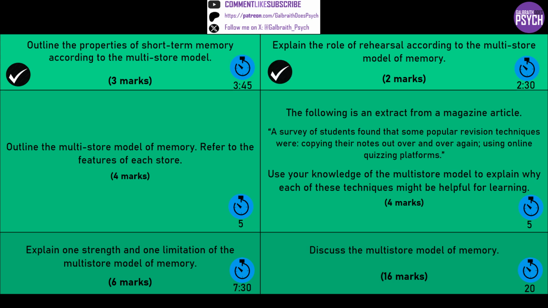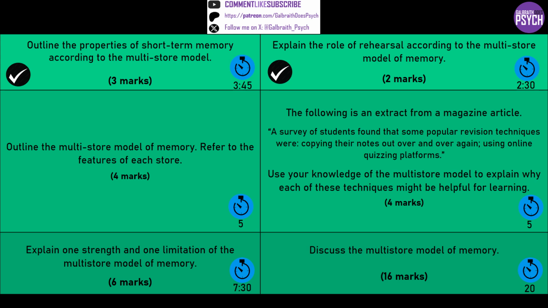We've then got a 4 marker, outline the multi-store model, refer to the features. All right, so, I mean, this could easily be a 6 marker. So you might even like to, once you've been through it, have a think about what you would add to your response to make it a 6 marker. But we'll just have a chat generally about this one now. So I think it makes sense to talk logically through the diagram here if you've got the diagram in front of you or you can visualize it.